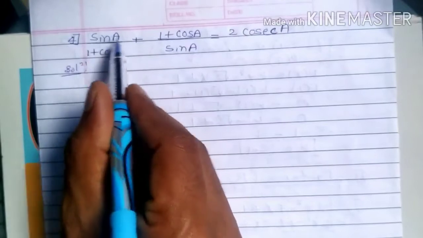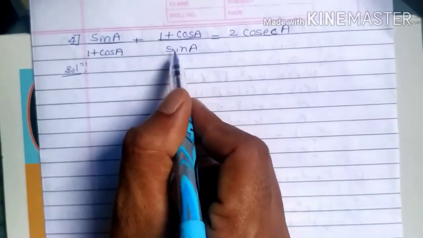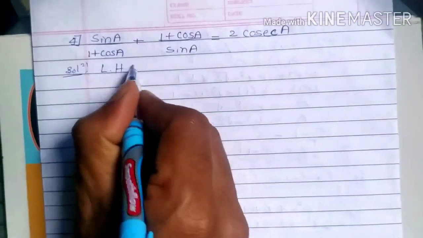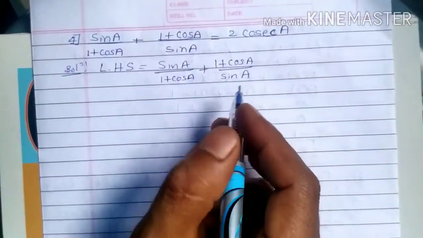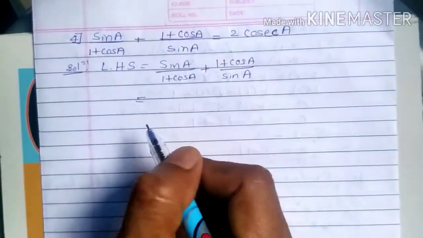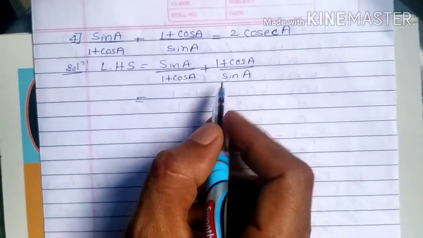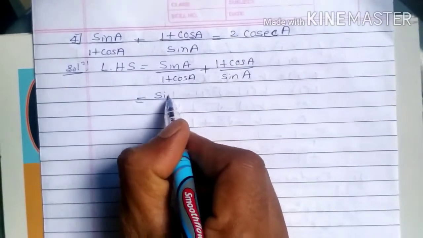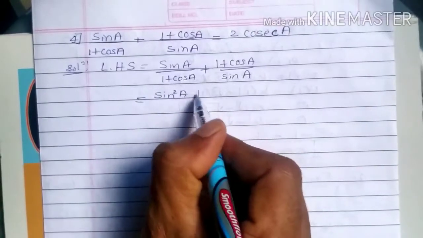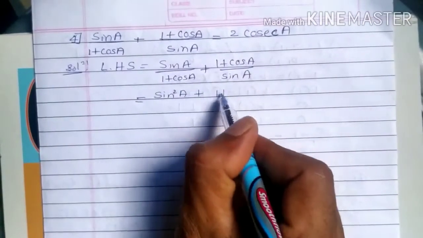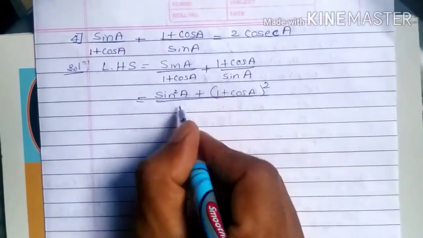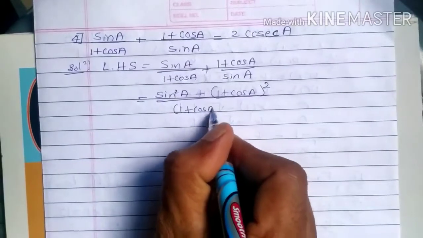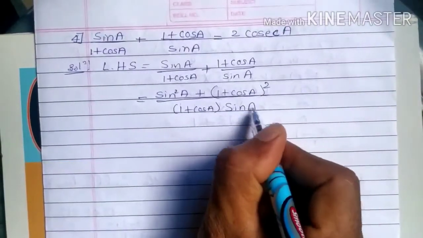Next problem: sin A divided by 1 plus cos A, plus 1 plus cos A divided by sin A, is equal to 2 cosec A. We have to prove this. LHS is equal to sin A divided by 1 plus cos A plus 1 plus cos A divided by sin A. Now these are like fractions, so go for cross multiplication: sin A into sin A, sin square A, plus 1 plus cos A into 1 plus cos A, 1 plus cos A whole square, whole divided by 1 plus cos A into sin A.